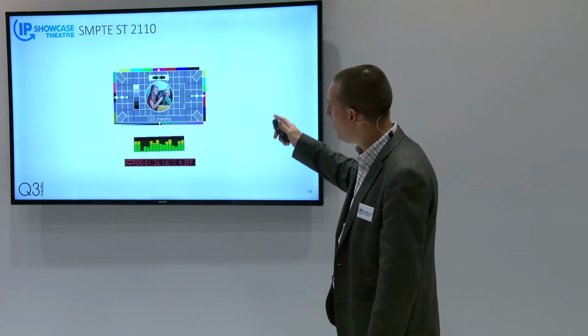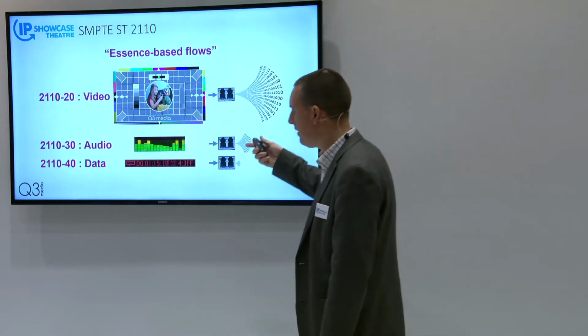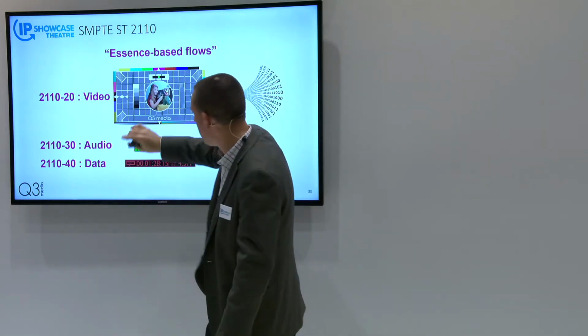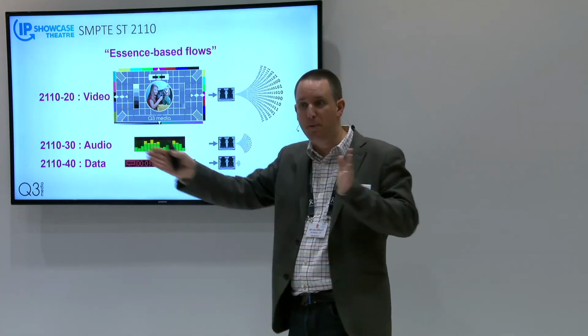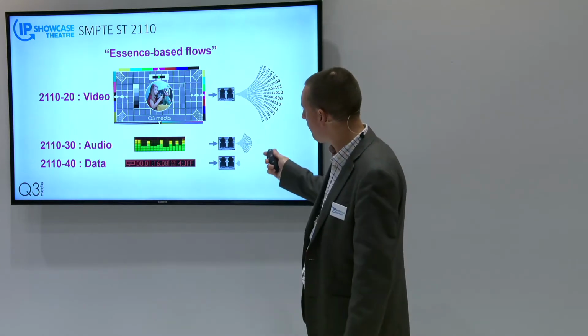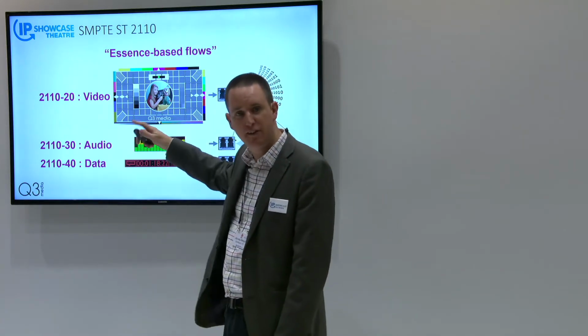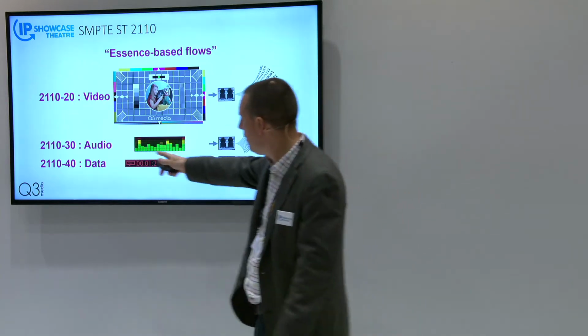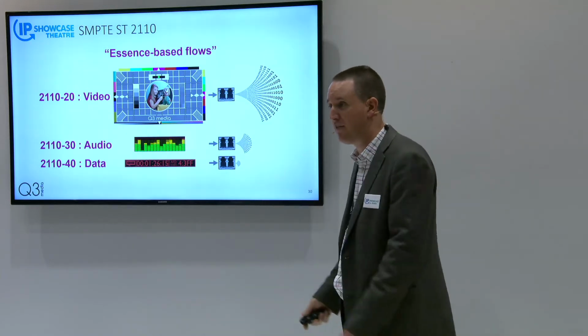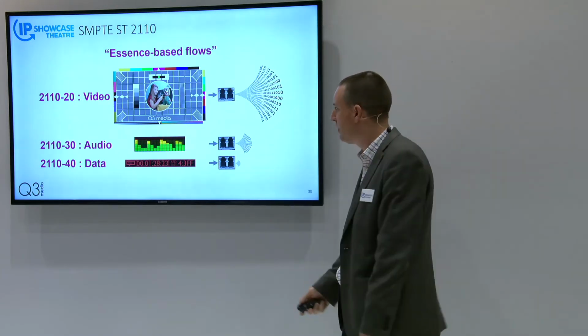So 2110 as a standard was published last year, and it's been worked on for quite a few years. It came out of some work the VSF did. Essentially, it's called essence-based flows. It breaks all of the information down into individual bits of data, carries the video and the audio in separate RTP flows, so separate multicast addresses, separate data streams. And there are different subsets of the 2110 standard that define each of these. Dash 30 is what you're going to hear in the session straight after me, which is essentially evolved out of AES-67. It's essentially a subset of AES-67.